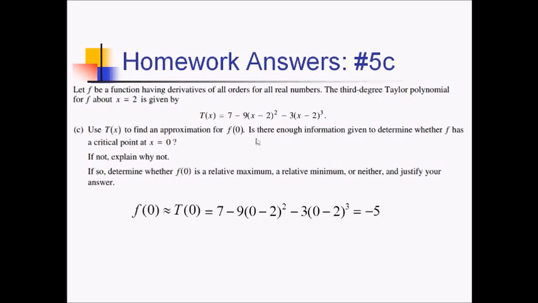Next part of the problem, is there enough information given to determine if we have a critical point at x equals 0? Now, when they asked about critical points at x equals 2, we could give them anything they wanted because our polynomial here is centered about x equals 2. That means that we have perfect information about the function value and as many derivatives as we want at x equals 2. That's not the case at x equals 0.